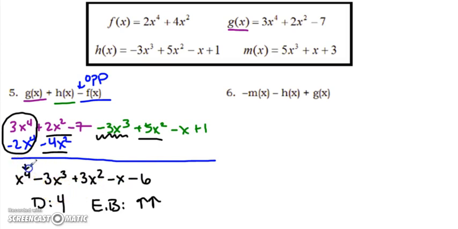So degree of 4, because of this number right here, and then there's a positive 1 in front, so that means both of those arrows should be pointing up. So stay tuned to hear your answer for number 6.